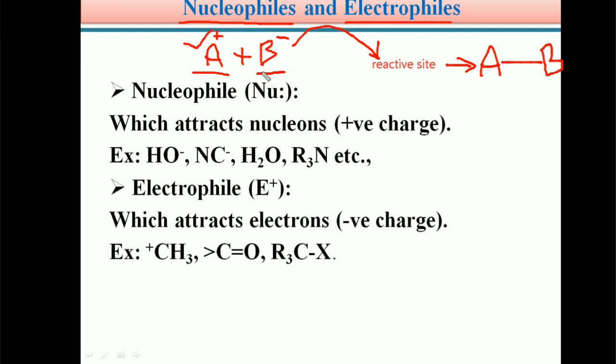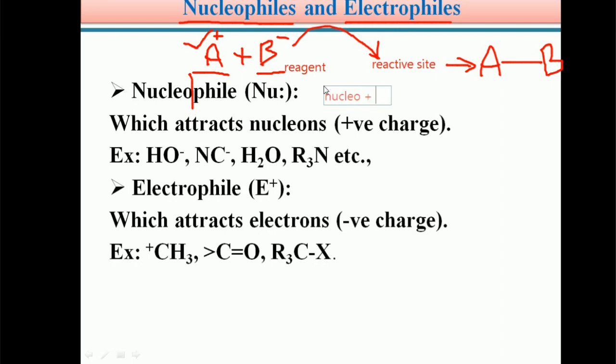Students, here we assume B as the reagent. The reagent donates a pair of electrons to the substrate, or the reagent has a negative charge. So students, the reagent which donates a pair of electrons to the substrate in an organic reaction is known as a nucleophile. Students, if you divide the name nucleophile, it is nucleo plus phile.